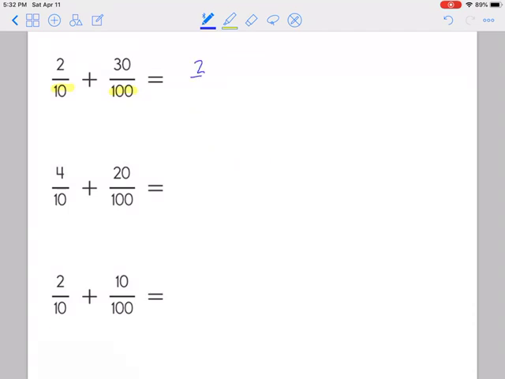Okay, so 2 tenths, and I want to make it into hundredths. Let me actually move this over so I have room to work here. I'm taking 2 tenths, and I want to make it into hundredths, so I know I'm going to multiply by 10, and when I multiply 2 times 10, I'm going to get 20. So this is 20 hundredths. And 20 plus 30 is 50 hundredths. Or, now I'm going to show you how to do it if I was changing the hundredths to tenths.